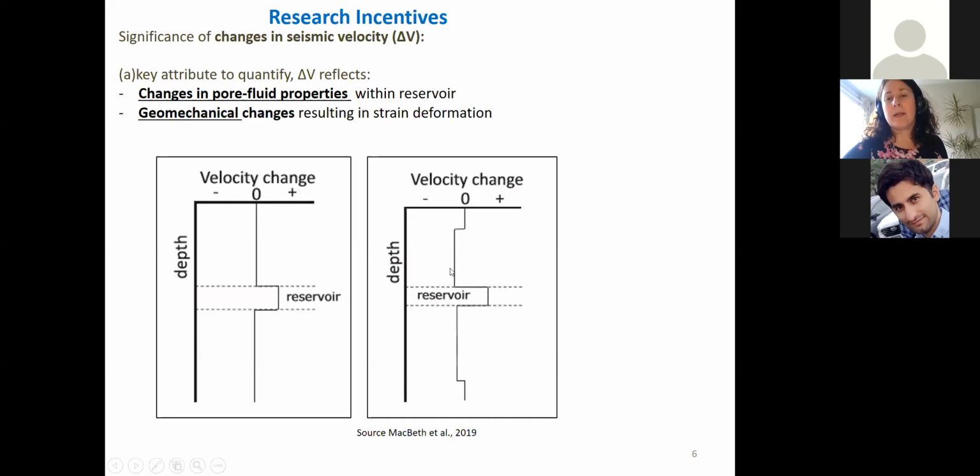Aside from the polarities and the relative magnitudes, another thing to note between these two different sources of delta V is that the changes due to these pore-fluid properties tend to be more localized, whereas the changes in velocity due to geomechanical changes will have a more low frequency effect. And they are present over a larger spatial domain.